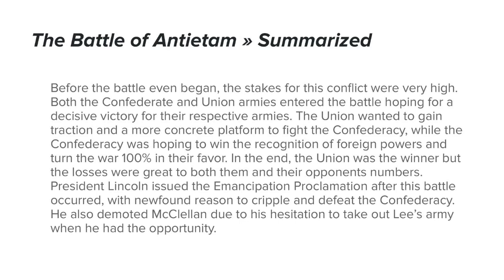In the end, the Union was the winner, but the losses were great to both them and their opponents' numbers. President Lincoln issued the Emancipation Proclamation after this battle occurred, with newfound reason to cripple and defeat the Confederacy. He also demoted McClellan due to his hesitation to take out Lee's army when he had the opportunity.